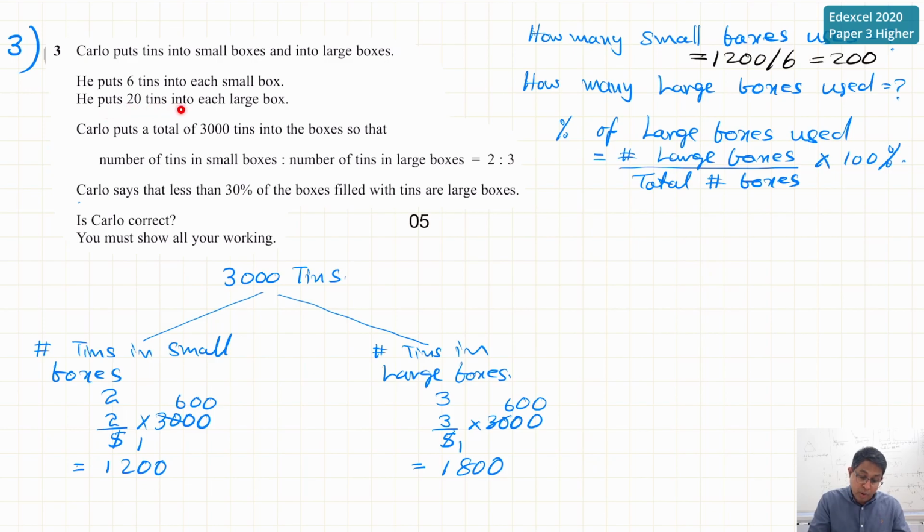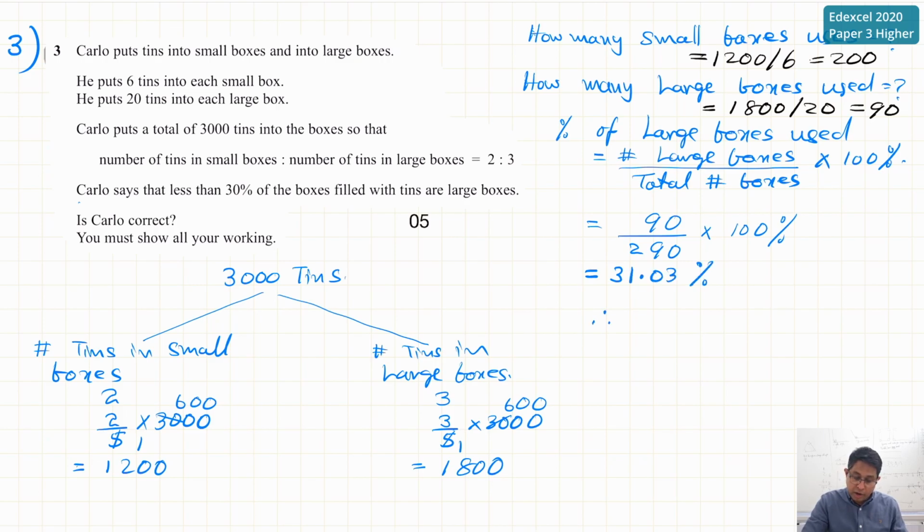And he puts 20 tins into each large box. Therefore, we can work out how many large boxes he used. That is 1800 over 20. This is equal to 90. So you can work out the percentage of large boxes he used. The number of large boxes he used is 90. Total number of boxes, 200 plus 90, that's 290. We have to times this by 100%. You can use the calculator to work this out. You would get 31.03%. Therefore, you can write that Carlo is not right.